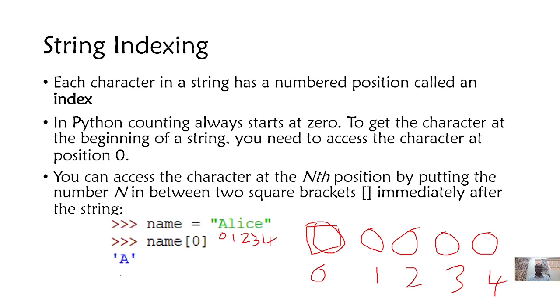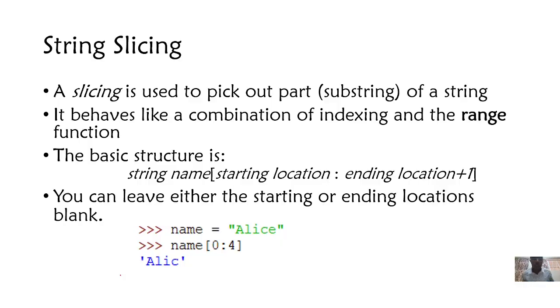The next part we'll be looking at is slicing. String slicing is used to pick out part of a string. It behaves like a combination of indexing and the range function. The basic structure is you have the string name, the variable or whatever string we have, for instance Alice. Then you have a starting location, which could be anything according to what I want to extract. I just want to take a substring starting at a location.